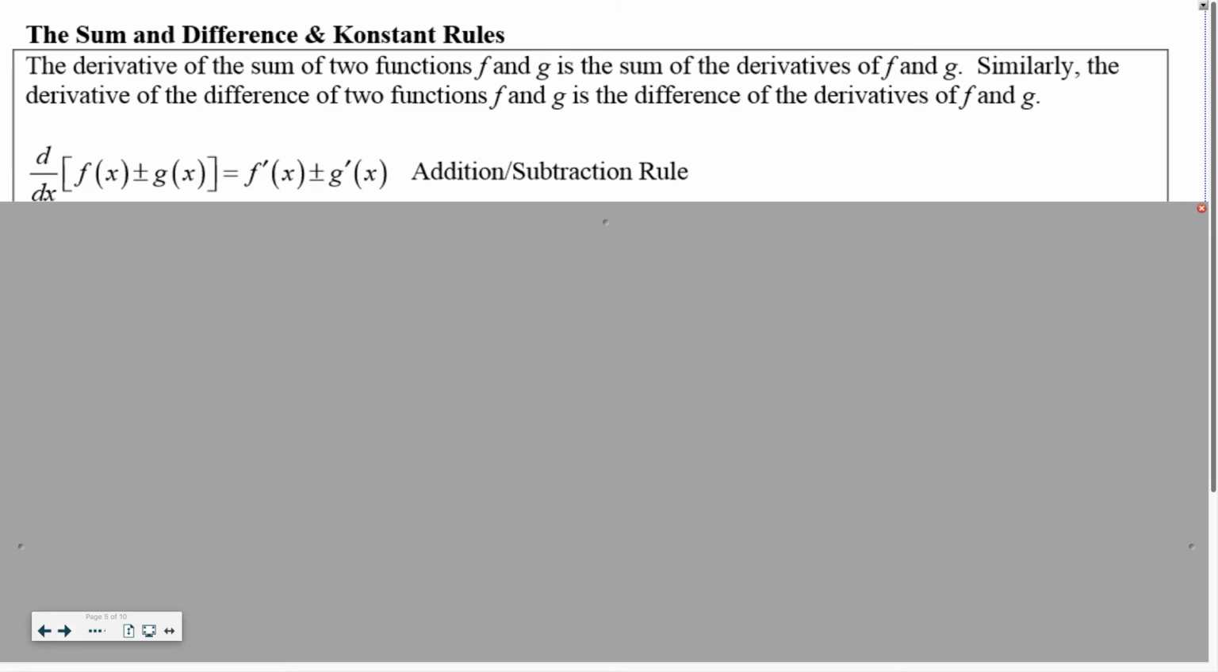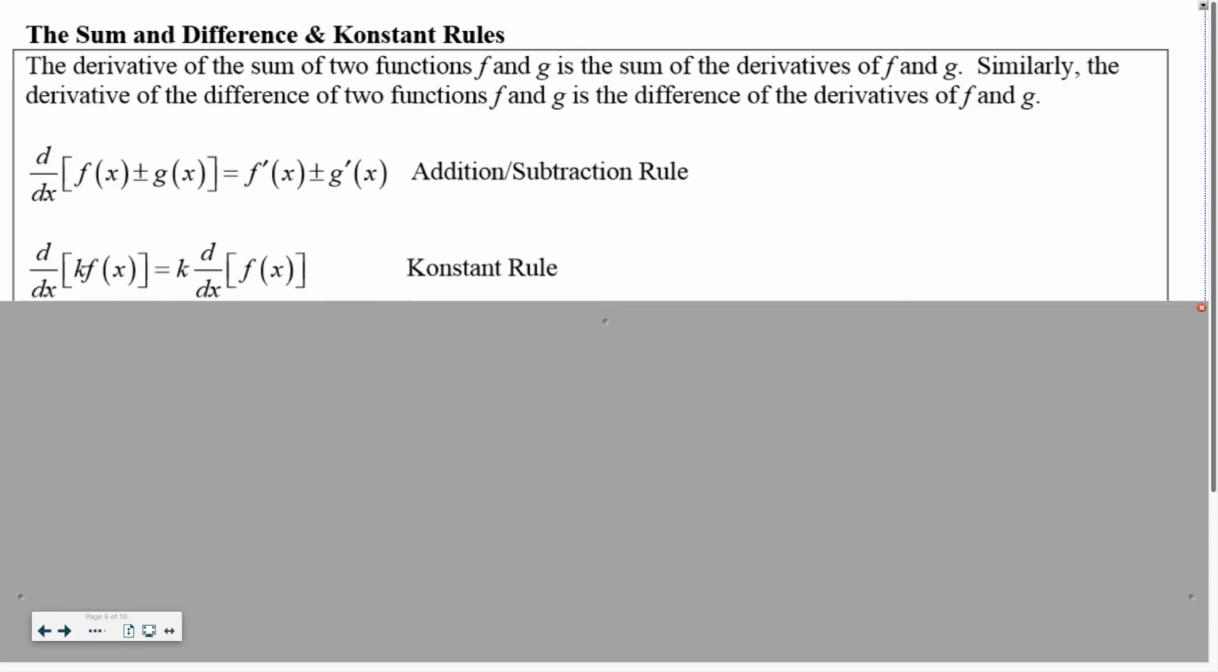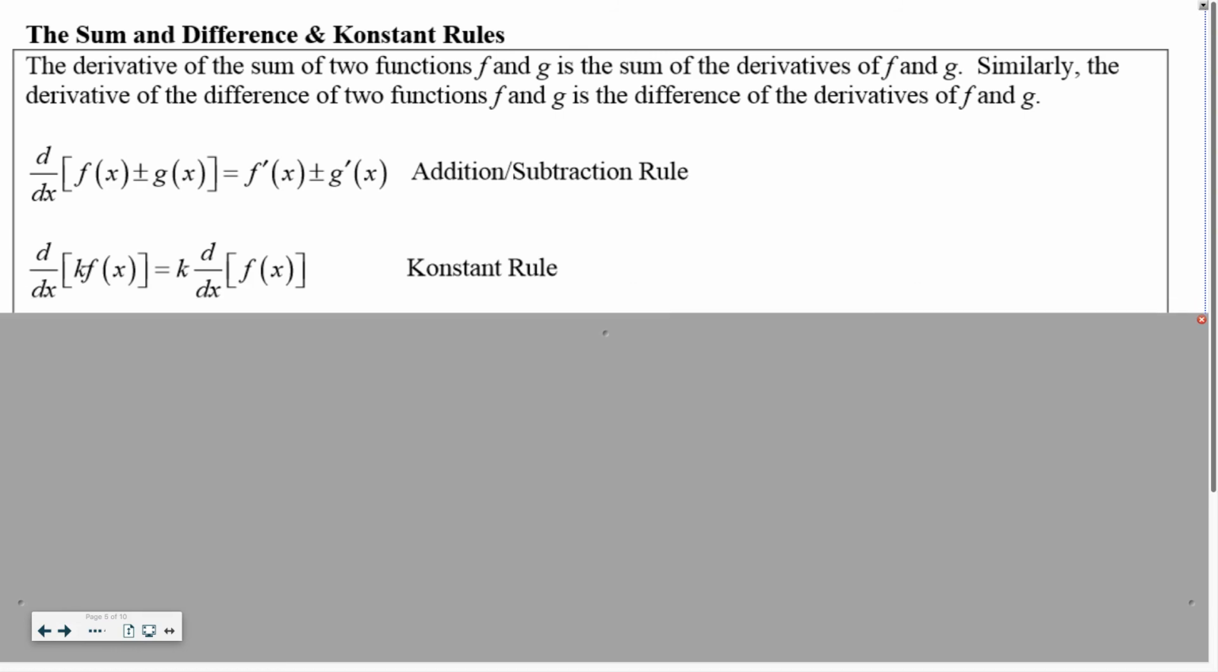Also, if you have a constant outside of your function, you can either take the derivative with it, or you can take the derivative and then multiply by the constant. The constant just goes along for the ride. The constant is always being multiplied.